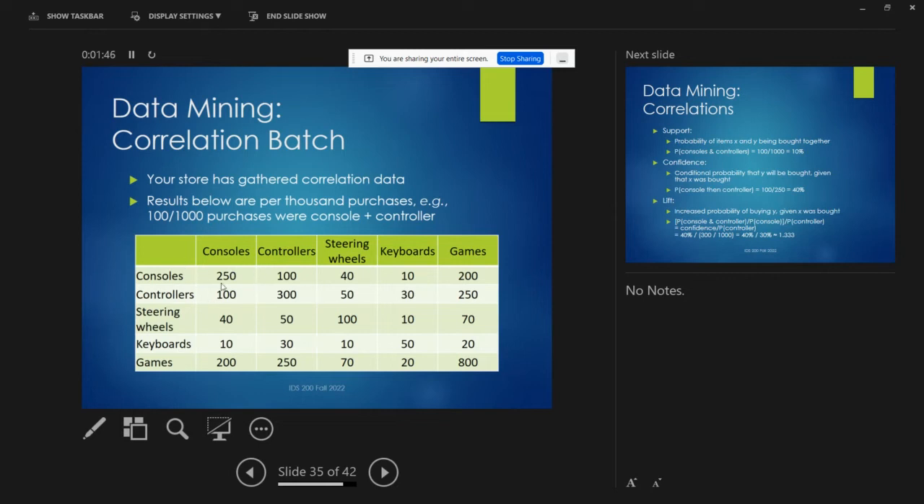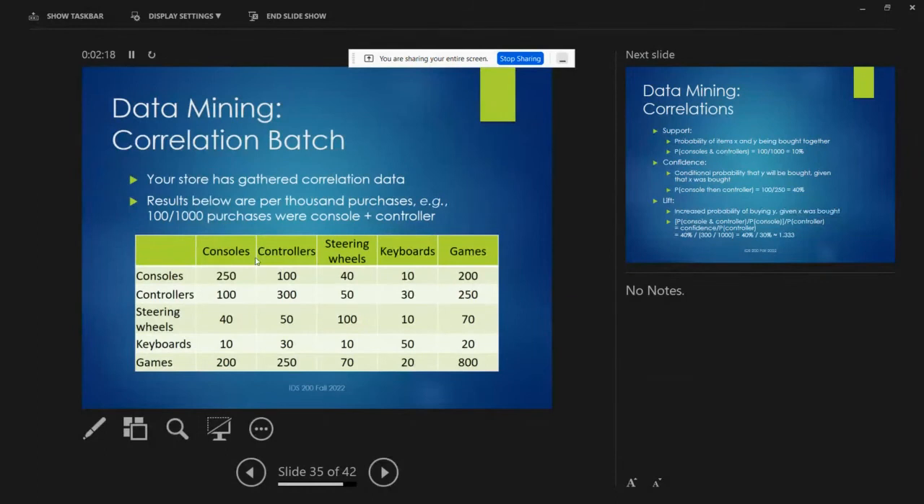Obviously, consoles were always bought together with consoles. You can't really escape that. Controllers bought together with controllers. And you can look and see that some of these are pretty common combinations. For example, games. A lot of people are going to go into this store and buy a game and maybe something else, right? So that is a fairly common combination, consoles together with games. If there are 250 people buying consoles, 200 of them are also buying games with it. And others are really rare, right?